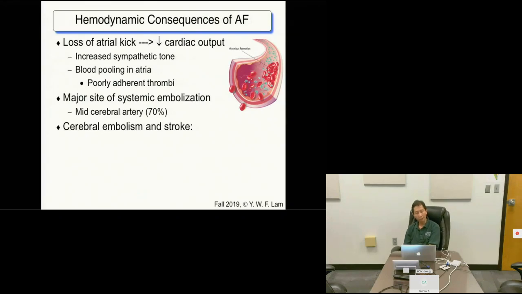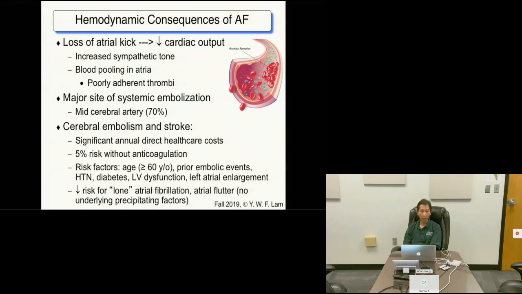When they are in the systemic circulation, they can go anywhere, but they have a very high tendency to end up in the middle cerebral artery. The majority of them end up there, and that's when the patient can develop a stroke because of emboli blocking the middle cerebral artery. A stroke is not only completely devastating to the patient, but it also causes significant healthcare costs.